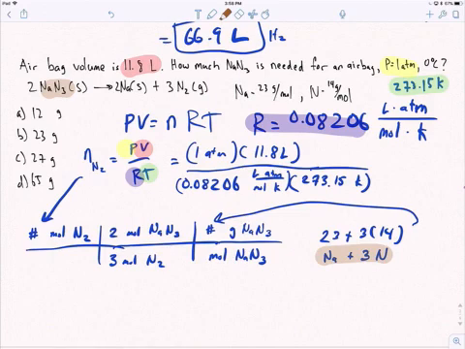So what's the answer to that? Yes. Is in fact 23.